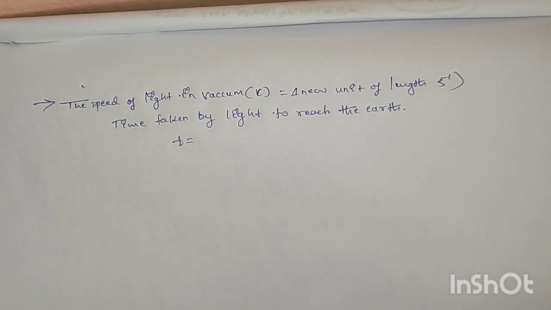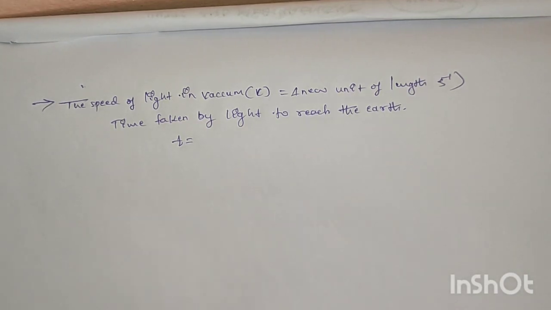Next question is, a new unit of length is chosen such that the speed of light in vacuum is unity. What is the distance between the sun and earth in terms of the new unit? Okay, if light takes 8 minutes and 20 seconds to cover this distance when the light is coming from sun to earth, we have to calculate the distance between sun and earth.